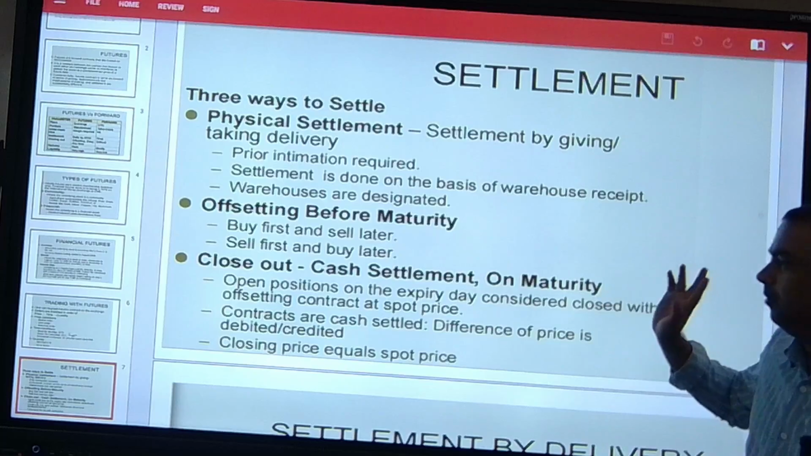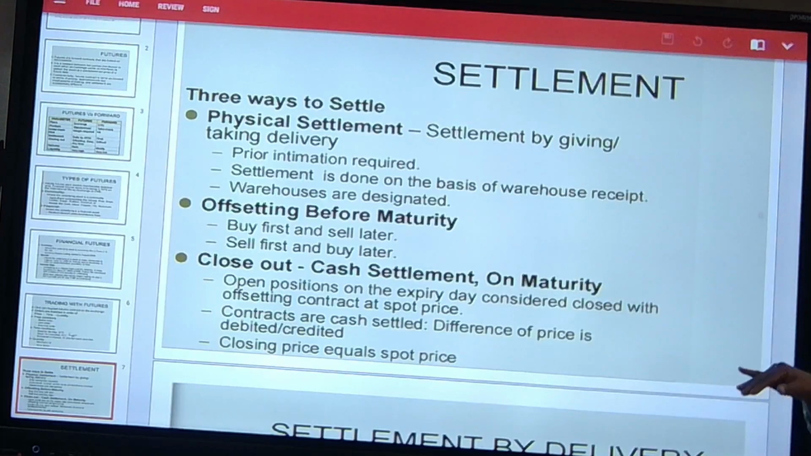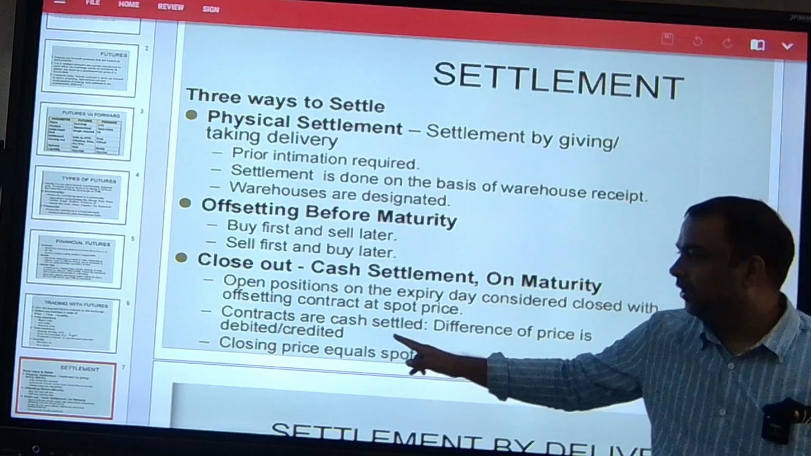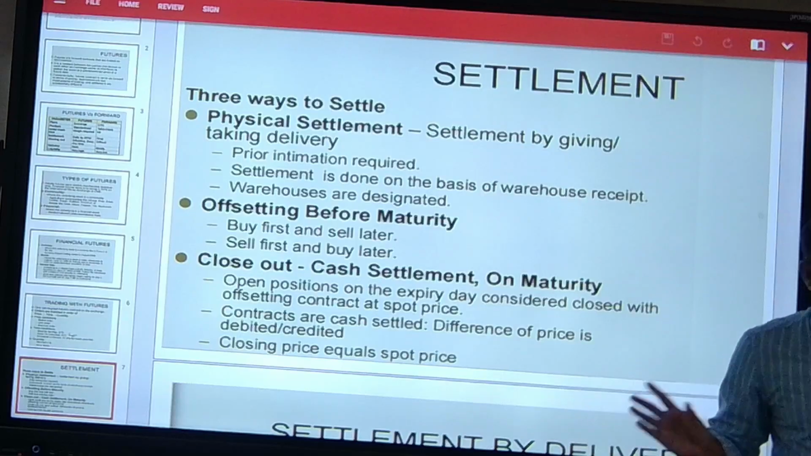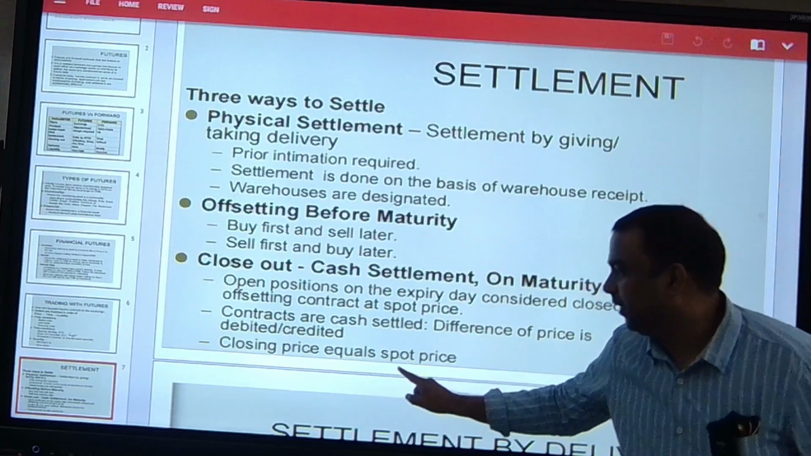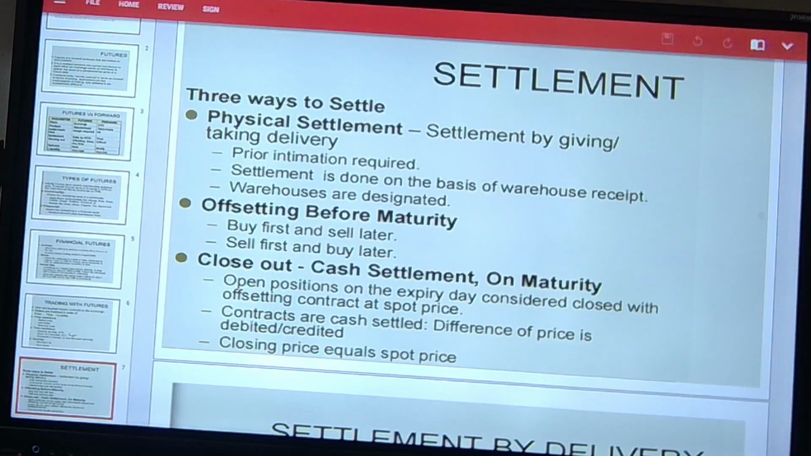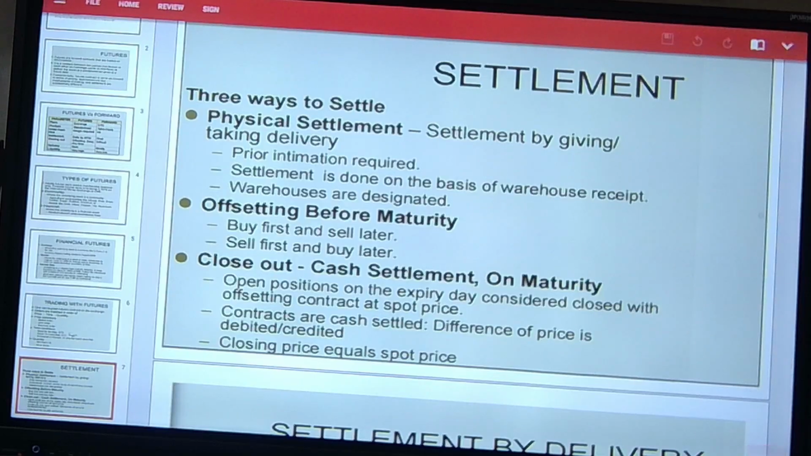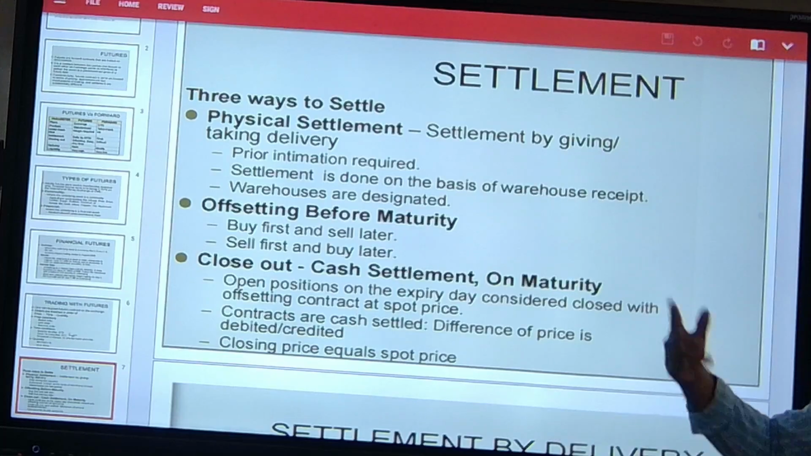Close out, cash settlement on maturity. If you are not able to close out or square off your position before the maturity date, the open position can be closed out by the specific stock exchange, NSE or BSE. Generally contracts are cash settled, and the difference in price is debited or credited. Generally the closing price equals the spot price at the time of maturity, I am talking about the future contract. This is due to the convergence of the future and spot markets. We will discuss it later in this slide.